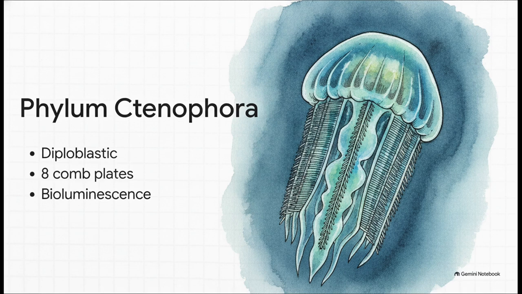Just like cnidarians, they are exclusively marine, radially symmetrical, and diploblastic with tissue-level organization. But note the key differences here. They move around using 8 external rows of ciliated comb plates. And even cooler, they are highly marked by bioluminescence. They literally emit light, making them some of the most mesmerizing glowing creatures you will ever see in the ocean.